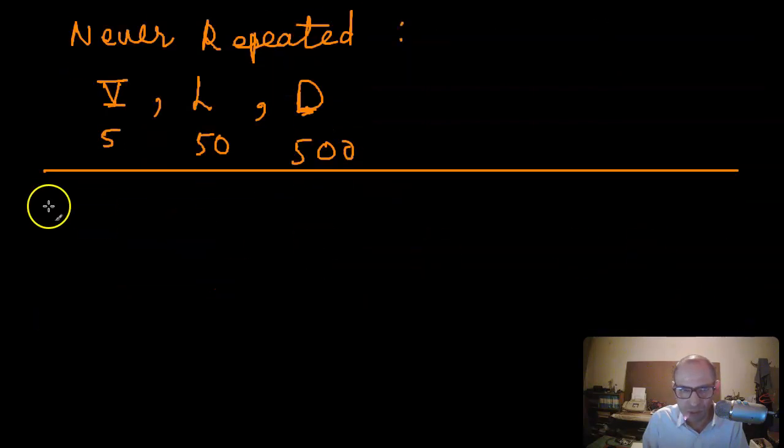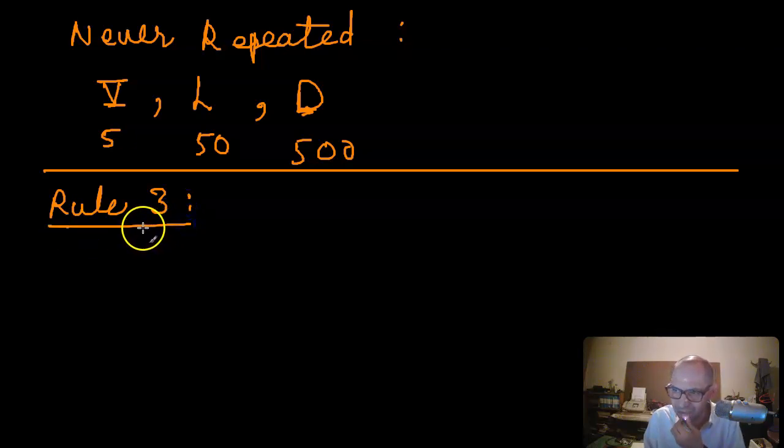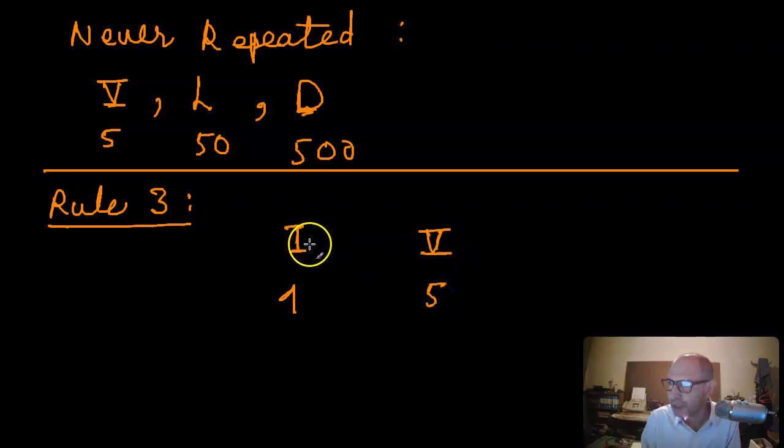Now the third rule, rule number 3, is that if a symbol of a smaller value is written to the right of a symbol of greater value, its value gets added to the value of the greater symbol. What that means, I repeat, if you have a symbol like an I, which is essentially a 1, and you have another symbol, for example, a 5. Of course a 1 is less than a 5, so the values are, of course, one is greater than the other.